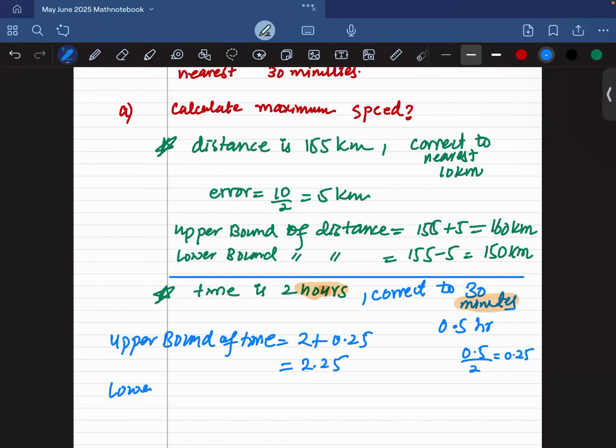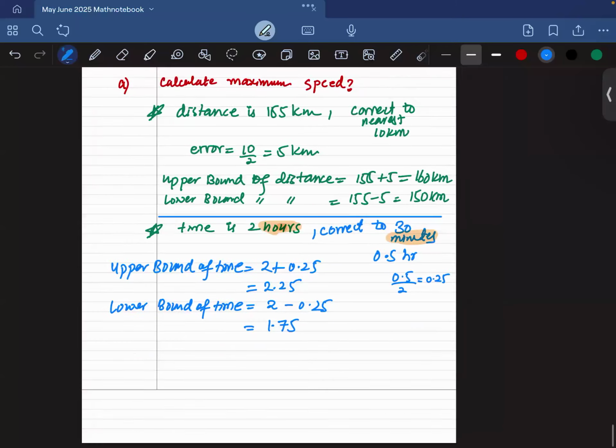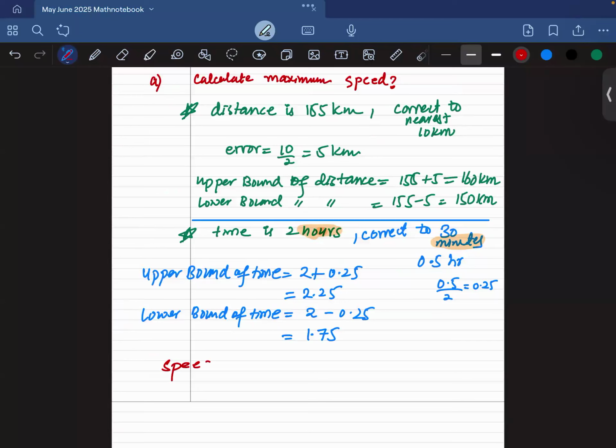तो बेटा कोई बता सकता है कि लोअर बाउंड ऑफ टाइम क्या होगा? 1.75. Yes, 2 minus 0.25, 1.75, sir. माइनस करेंगे तो ये हो जाएगा 1.75. ओके, डिमांड ऑफ द क्वेश्चन थी कैलकुलेट मैक्सिमम स्पीड. सो बेटा हमें पता है कि स्पीड इज इक्वल टू डिस्टेंस डिवाइडेड बाय टाइम होता है. एग्री?